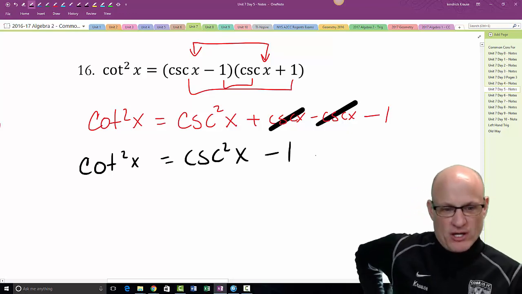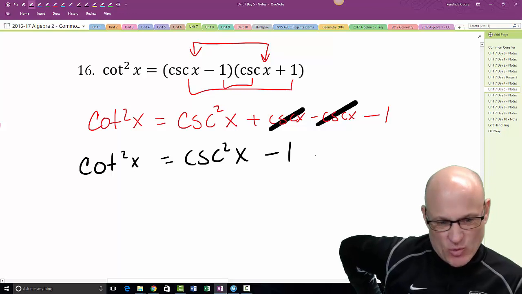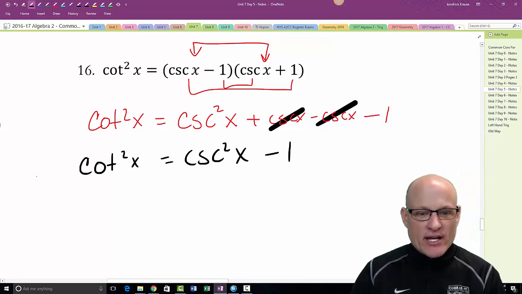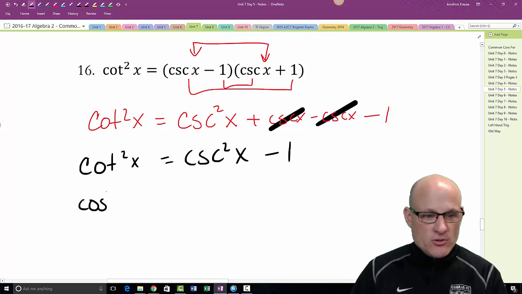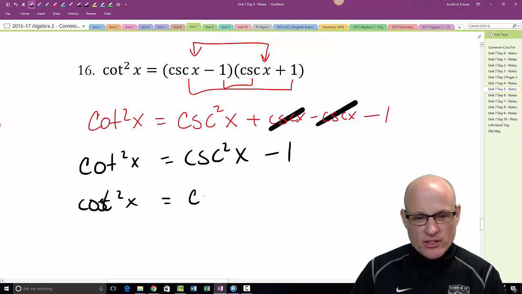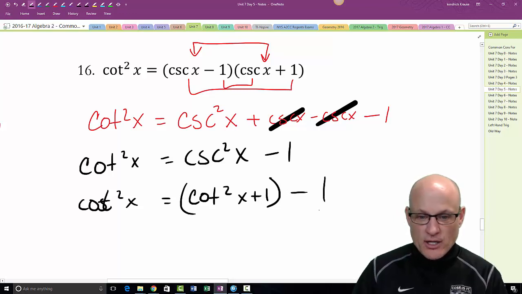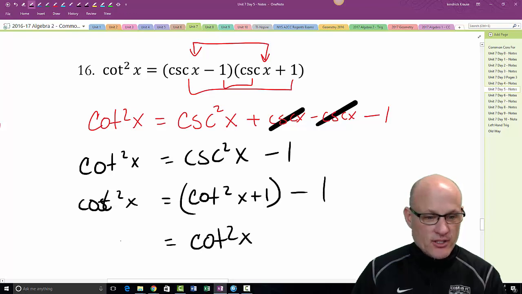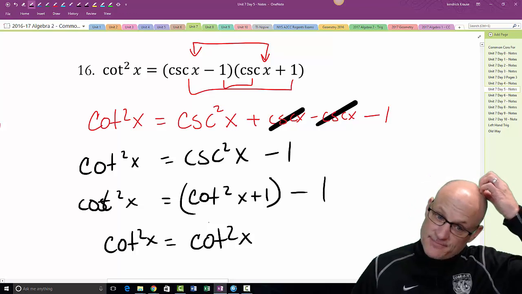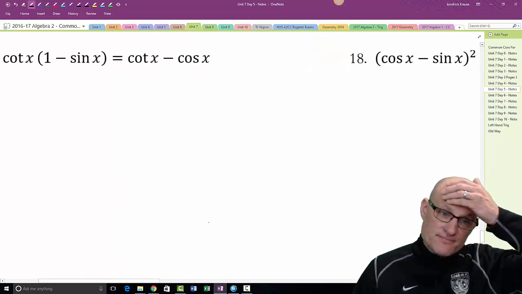Well, I don't really have one for what cotangent squared x is, but I know that cosecant squared x is really cotangent squared x plus 1, minus 1. Okay, the 1's cancel and I end up with cotangent squared x equals cotangent squared x. Okay, 2 left.